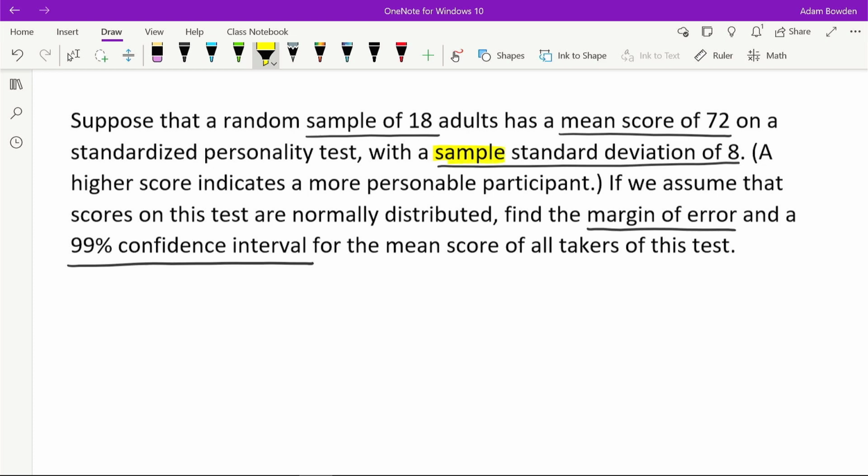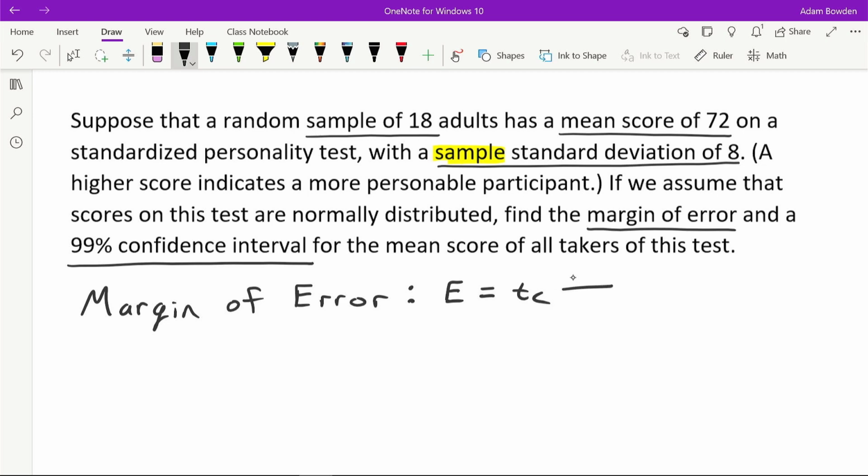We are not given the population standard deviation, and as a result, we're going to need to use the different formula for margin of error that uses the t-distribution. It looks very similar to the other one. It goes E is equal to t sub c times s over the square root of n. So our value for s is the sample standard deviation of 8.